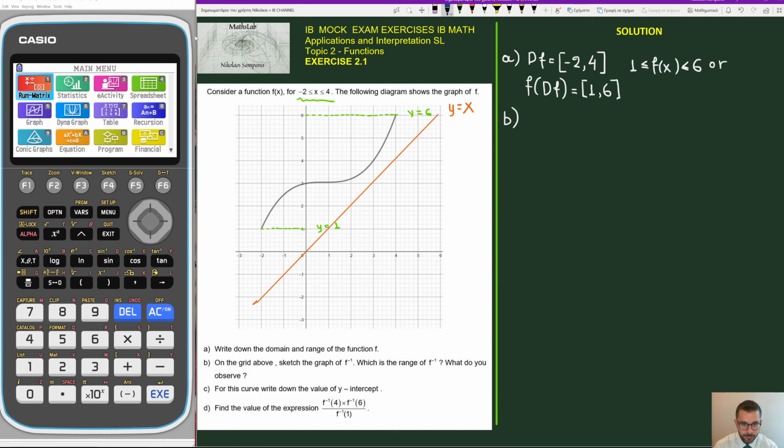And after drawing this line, y equals x, we have to detect some points that our curve passes through. So let's spot some points here. The point A with coordinates (4, 6), the point B with coordinates (3, 4), the point C with coordinates (0, 3), and the point D with coordinates (-2, 1).